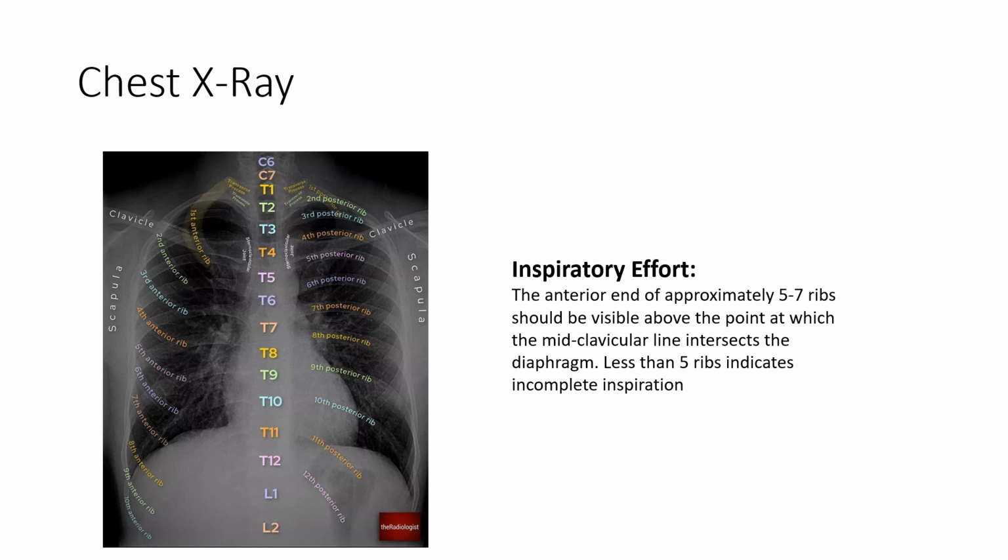The anterior end of approximately 5 to 7 ribs should be visible above the point at which the midclavicular line intersects the diaphragm. Less than 5 ribs indicates incomplete inspiration. To differentiate between anterior and posterior ribs, anterior ribs are slanting downward while posterior ribs are a bit horizontal. You can feel inclination of anterior ribs while palpating your rib cage as well.